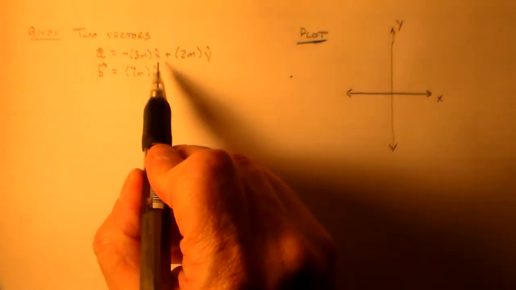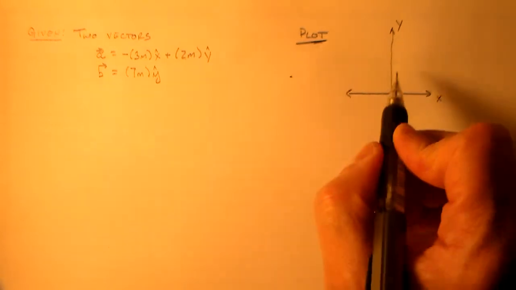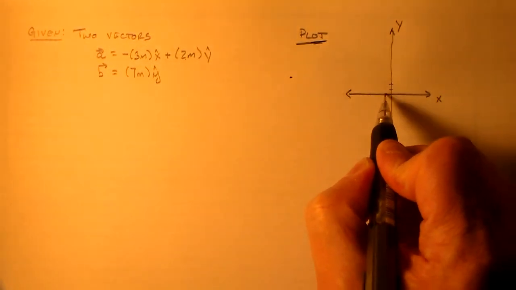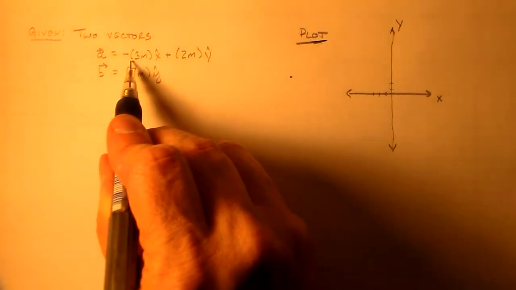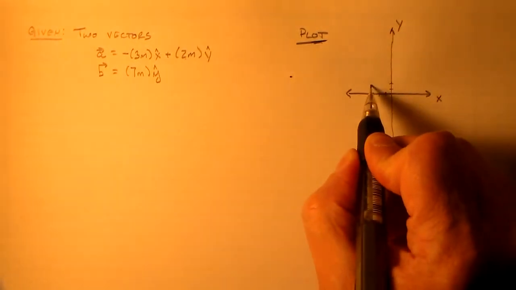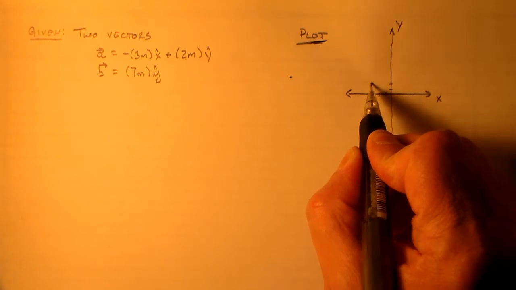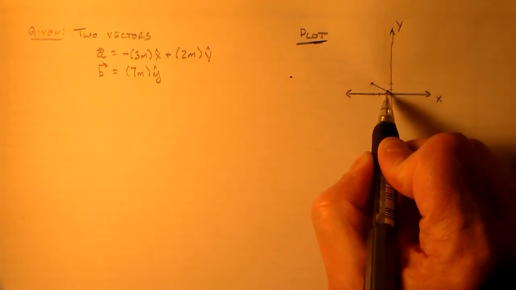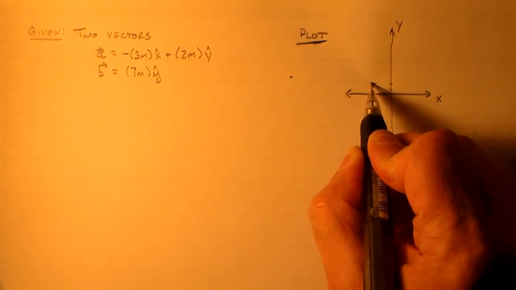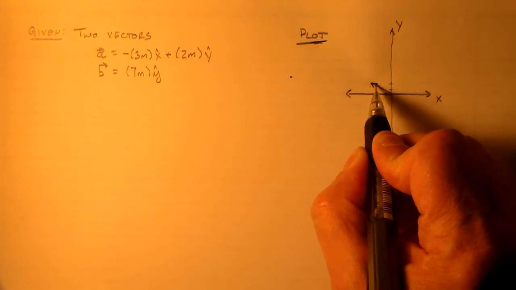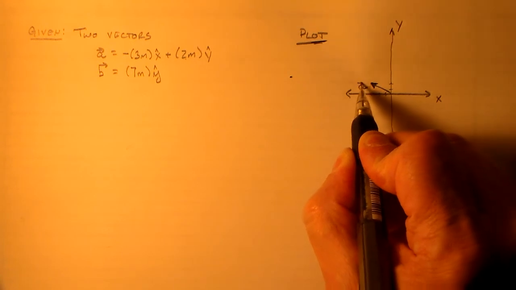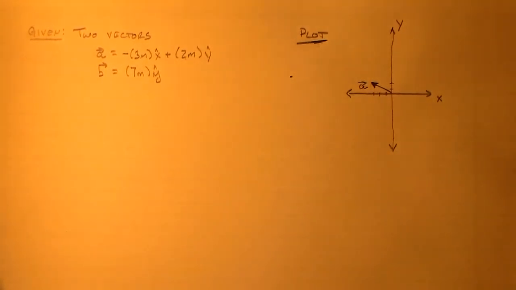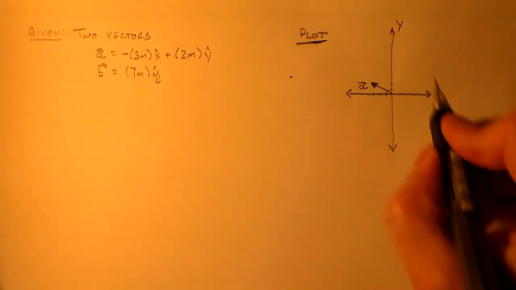So let's see. We've got 2 meters up, let's say, for y, and 3 meters in the negative x direction, which would be to the left. So that would put the tip of our vector right there. And bang, there's A. That's all it takes to plot a vector, right?